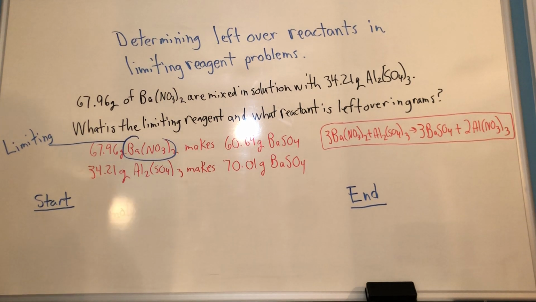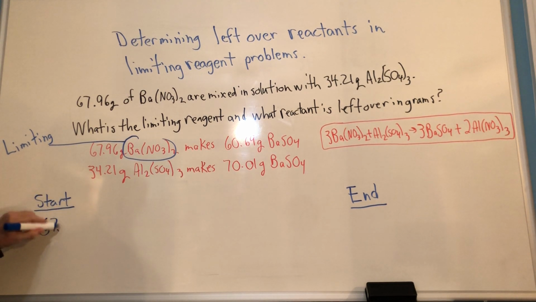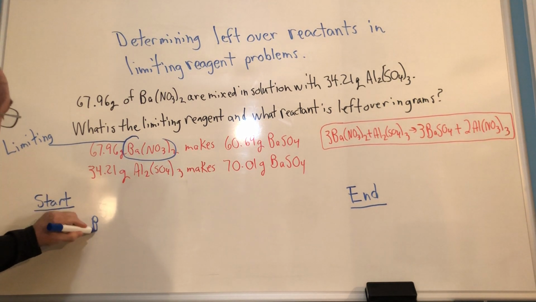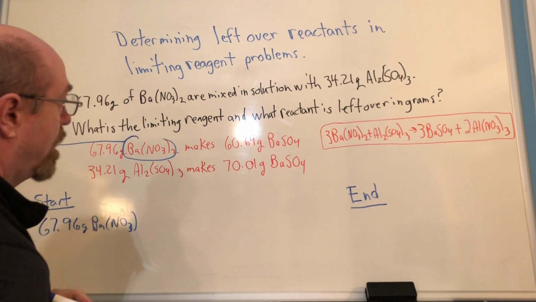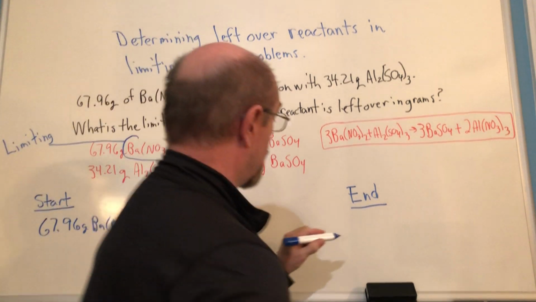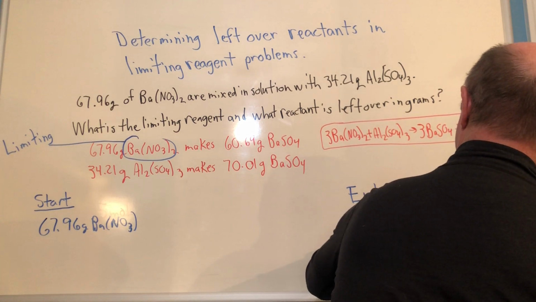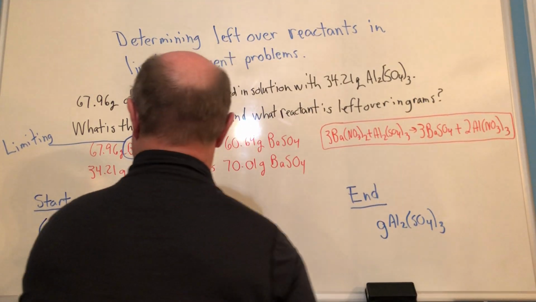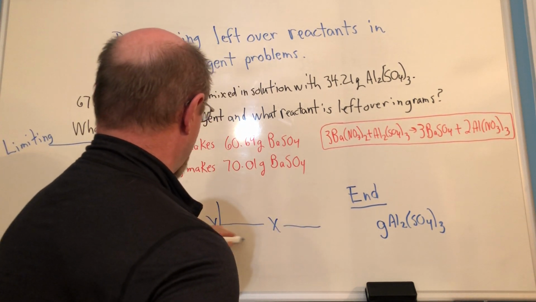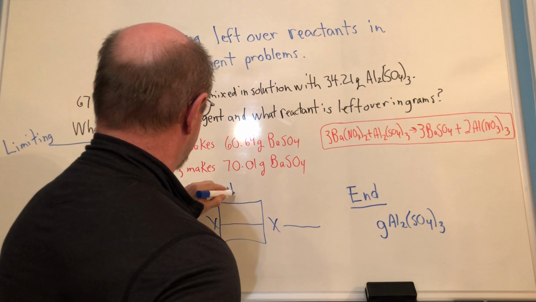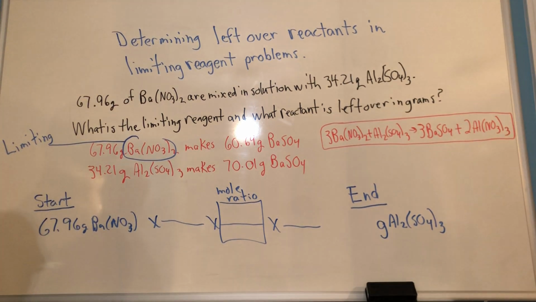So let's see. We're starting with the barium nitrate, 67.96 grams barium nitrate. And we're ending with grams of aluminum sulfate, is what we're trying to get to. Okay, so we've got 3 steps, and the middle step is going to be our mole ratio step. This isn't anything new. We've done this a million times.